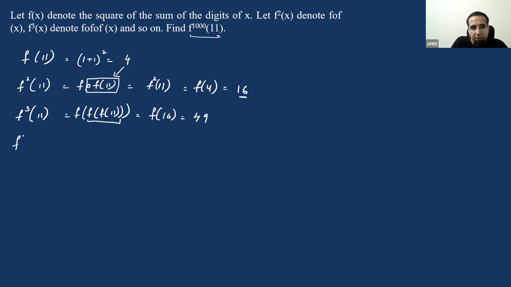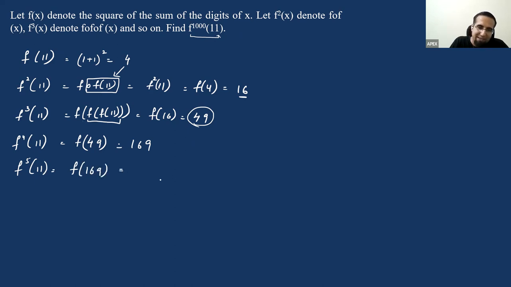Clear? Similarly, if you observe f4 of 11, you get a trend. F4 of 11 is equal to f of the previous term. F of the previous term is f of 49. That is 4 plus 9 whole square. 13 square is 169. So f5 of 11 will be how much, guys? F5 of 11 will be f of 169. 9 plus 1, 10. 10 plus 6 is 16. 16 square is 256.